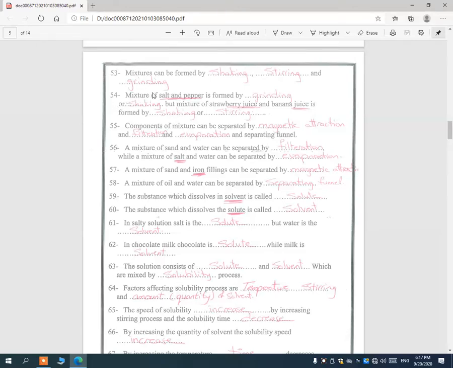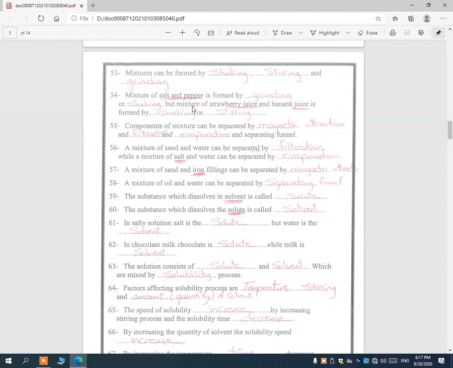54. Mixture of salt and pepper are formed by dots or dots. Salt and pepper are solid and solid, so are formed by grinding or shaking. We are not going to use stirring here, of course. Solid and solid are grinding or shaking only.